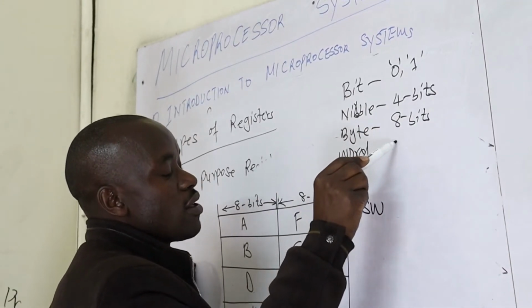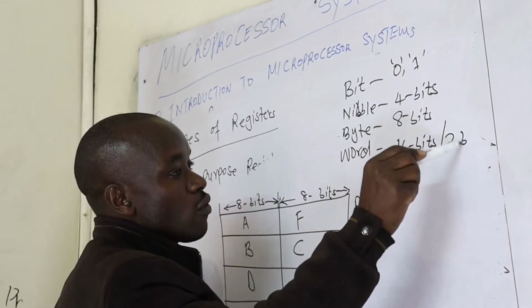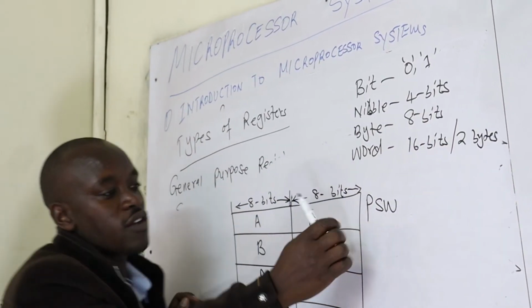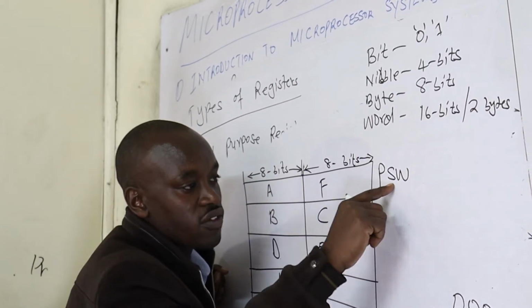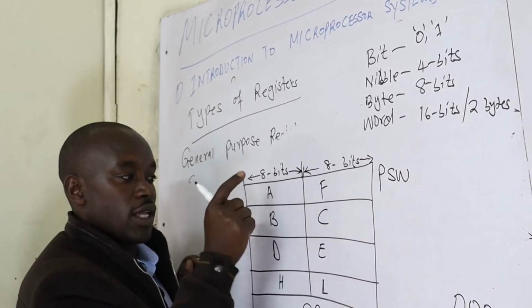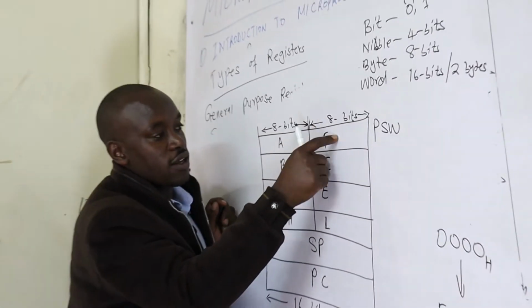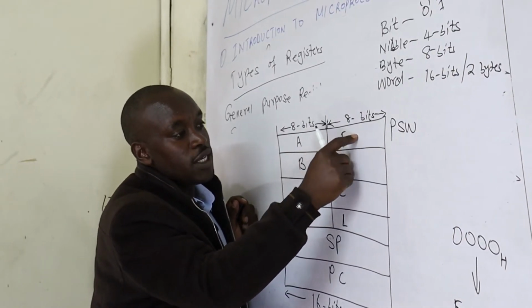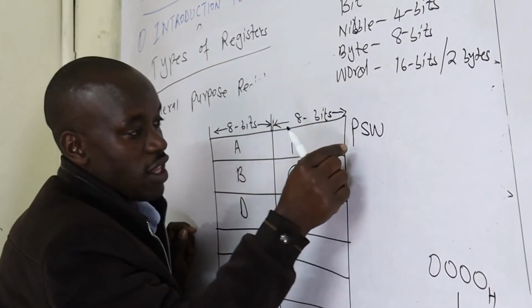And then a word is 16 bits or 2 bytes. Sometimes some others call them 2 bytes. Because it is known as processor status word. What shows the condition or the status of anything is the flag. The processor has the accumulator. The accumulator is made of 8 bits. The status or the flag register is made of 8 bits. So a word is 16 bits, from the status 8 and the processor 8.